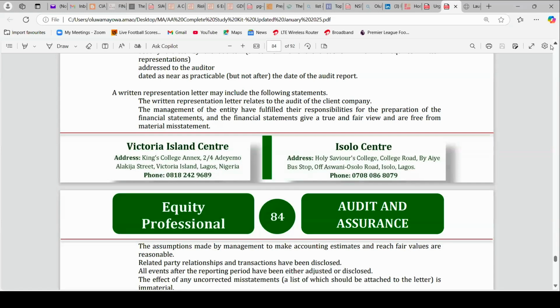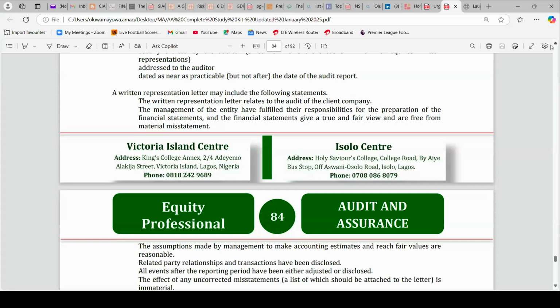Now, if you look at your text, management will disclose all known instances of non-compliance with law and regulation that are relevant to the preparation of financial statements. So whatever the auditor needs to know when it comes to preparation of financial statements will be stated in that written representation. You see that this written representation is a very, very important document and integral to the audit and for the auditor. Now, what happens if management refuses to provide this written representation?